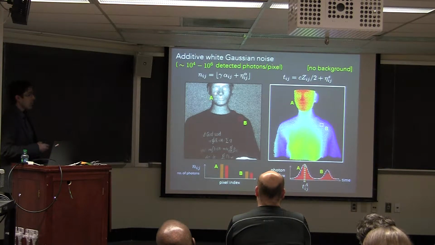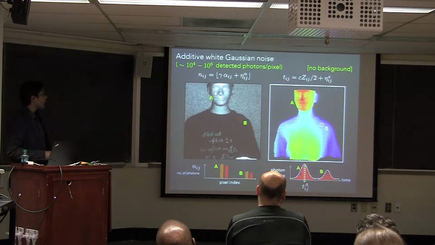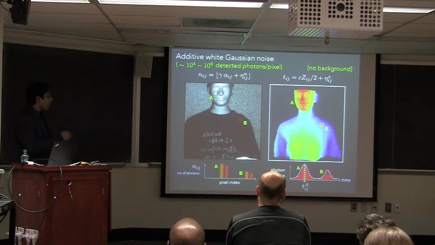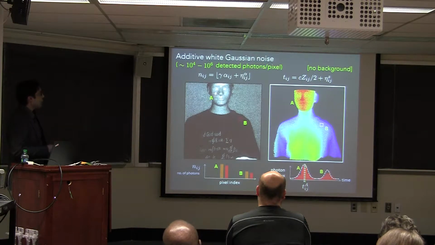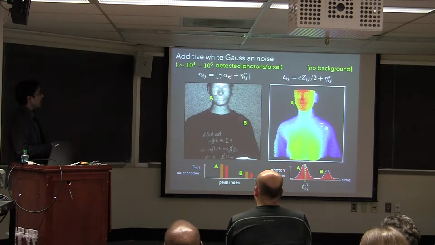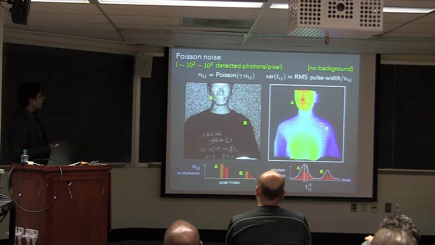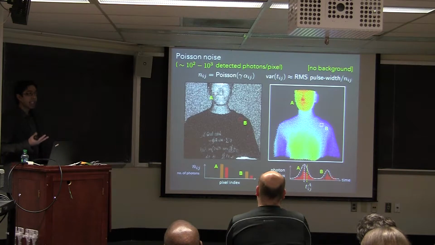Now, if you're thinking of a realm where you have, say, 10 to the 4 to 10 to the 6 detected photons per pixel, then a reasonably accurate model for the noise in such an apposition is additive white Gaussian. So you can think of, for both the reflectivity and the time delay, that you have, roughly speaking, the desired quantity plus additive white Gaussian noise. At lower light levels, like let's say hundreds or thousands of detected photons per pixel, it becomes really inadequate to think about the noise as Gaussian.